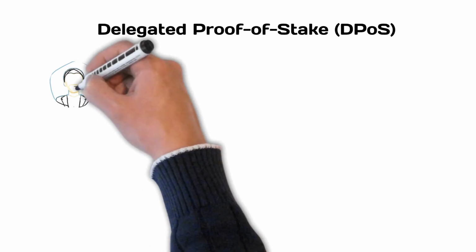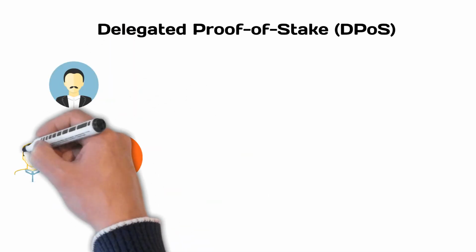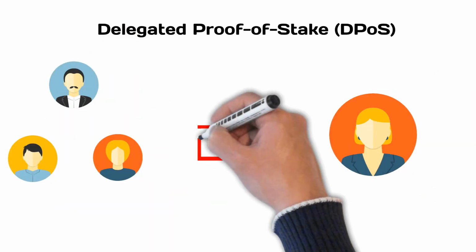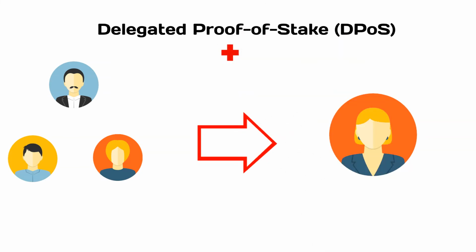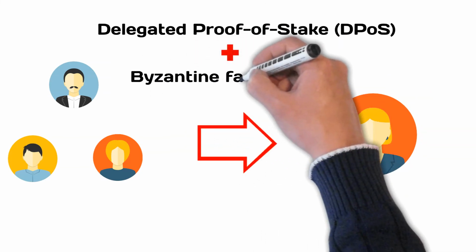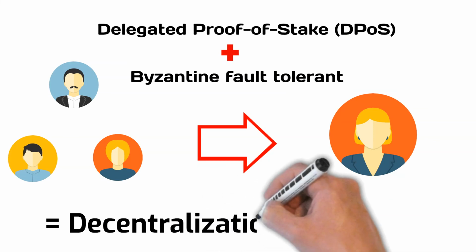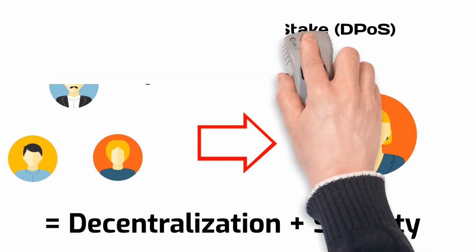As for the validators, consensus is delegated proof of stake, DPoS, which means that the person who is staking the coin has selected an agent to confirm the transaction, and also adds a Byzantine fault tolerance system. This makes it more decentralized and secure.